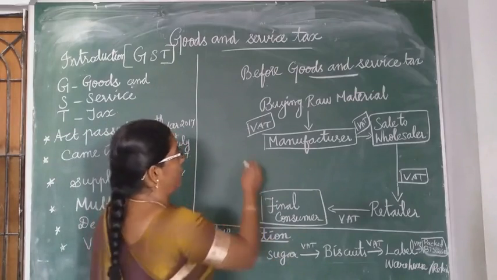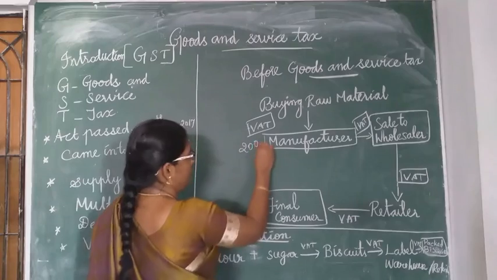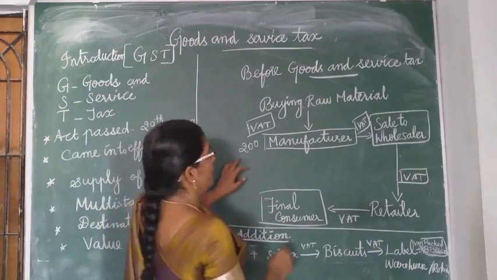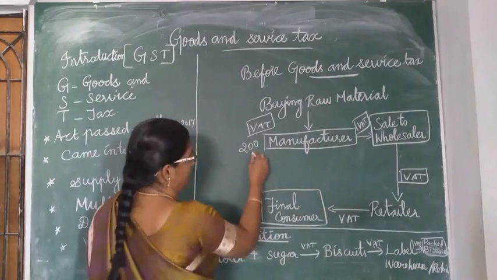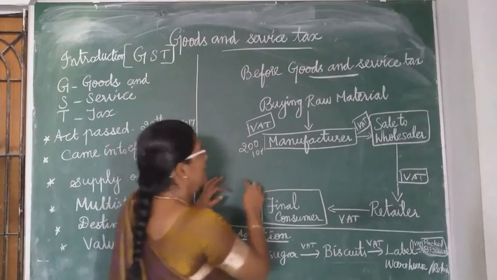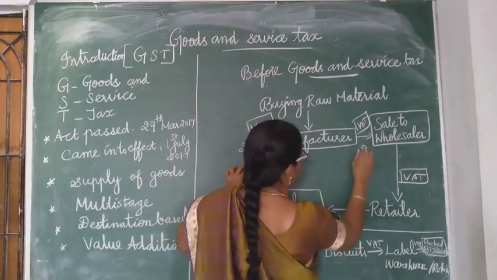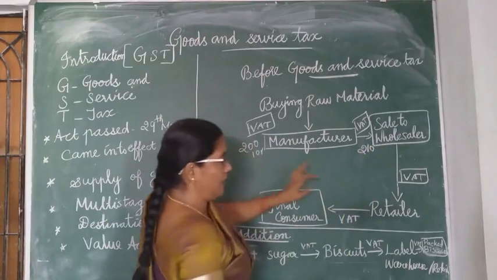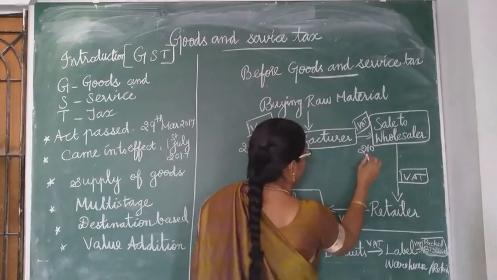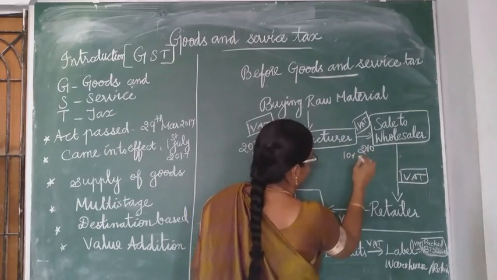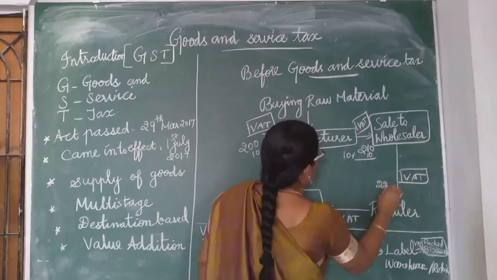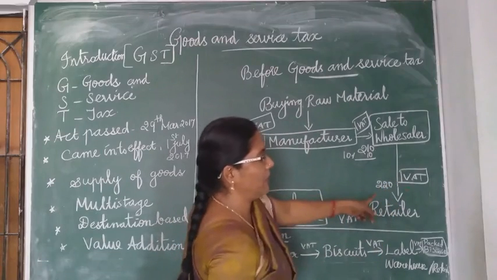Anyhow, see for example, the manufacturer is getting the raw material for 200 rupees. By adding tax, for example you can take 10% tax, I am telling only as an example, he is going to sell to the wholesaler for 210 rupees. The wholesaler again adds 10%. 10% means what is the amount? 10. So 220, he is going to sell to the retailer.